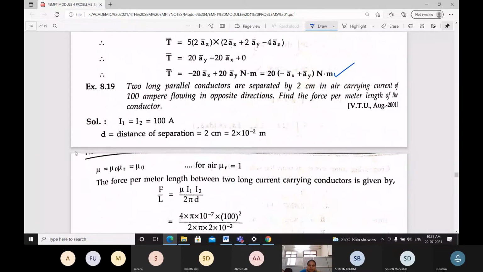Then, two long parallel conductors are separated by 2 centimeters in air, carrying a current of 100 amperes flowing in the opposite direction.